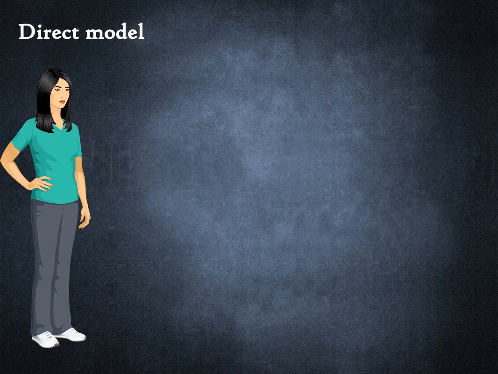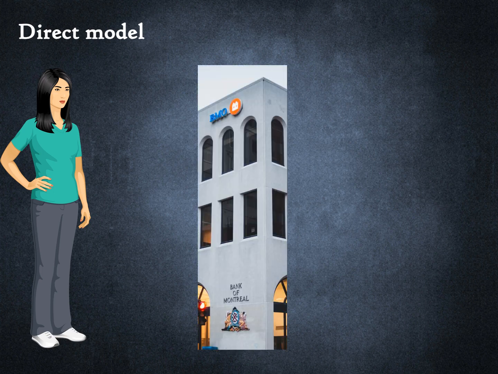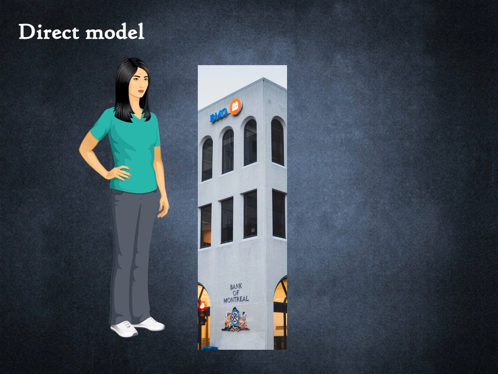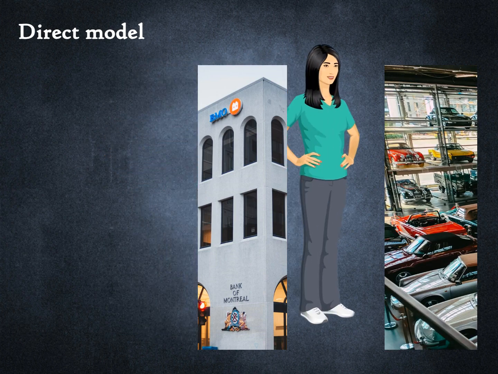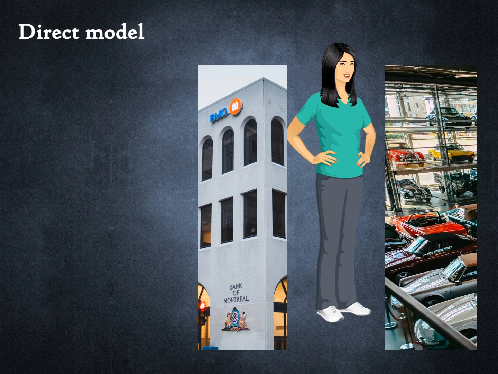In the direct model, Kathy, a car buyer, first goes to a bank where she is approved for a loan up to a certain amount at a specified rate. Armed with this pre-approval, she goes to the dealership to shop around for a car that fits her needs and budget. In today's digital world, some banks would pre-approve a loan for Kathy via a digital app.